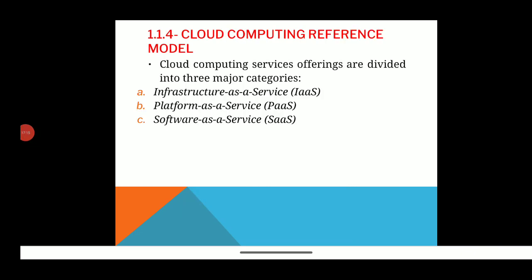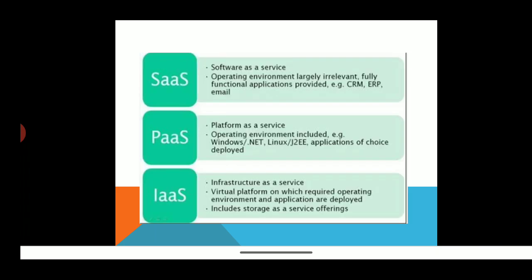Lastly, we have cloud computing reference models. Cloud computing services offerings are divided into three major categories: infrastructure as a service, platform as a service, and software as a service. Starting with the first one, infrastructure as a service, or IaaS in short. These solutions deliver infrastructure on demand in the form of virtual hardware, storage, and networking. Virtual hardware is utilized to provide compute on demand in the form of virtual machine instances, which means hosting that entire hardware or storage or networking virtually rather than setting up physically.